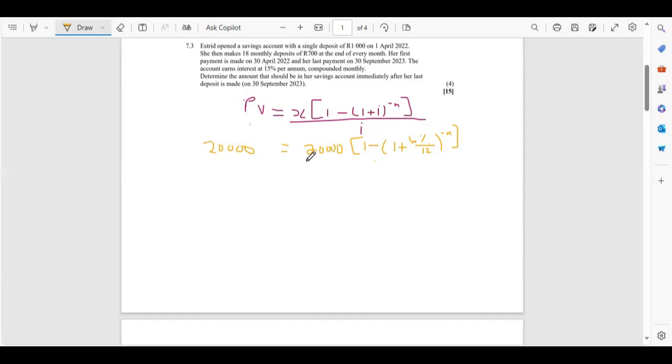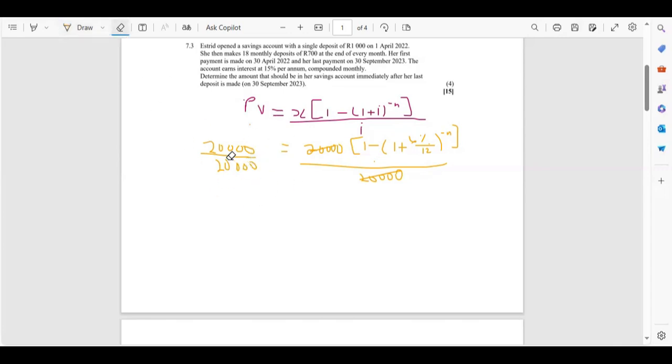Now the next step is dividing both sides by 20,000. Why? Because I need to remove this 20,000 here. So let me just do it using this marker. So next step, dividing both sides by 20,000, so that these two can cancel out one another. What you do on the left, you must do on the right. So if I divide this side by 20,000, it's going to be equal to 1.